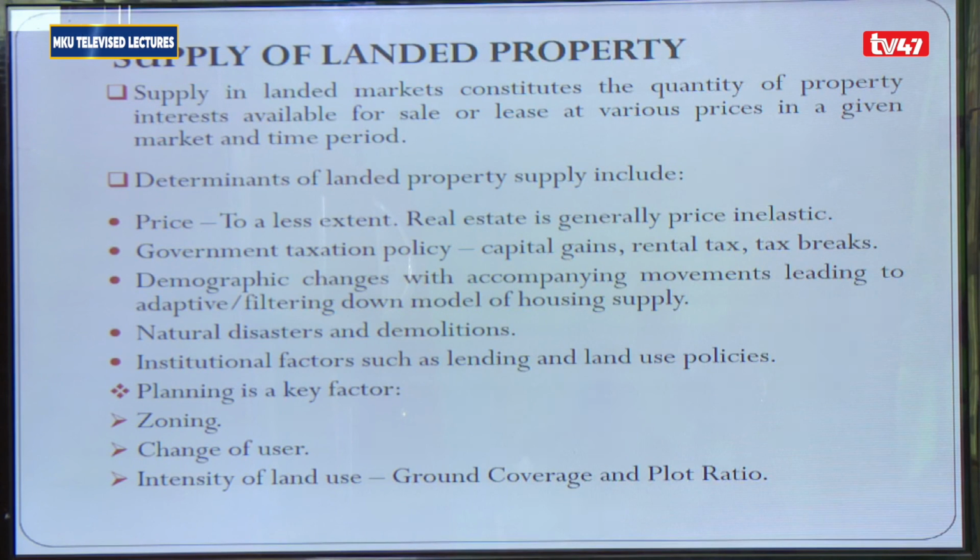Planning, that is institutional factors such as lending and land use policies. That includes planning, which is very, very key in determining supply of land. Zoning, you determine what properties can be located or built in a particular neighborhood. Change of user, you can change from low density, for example, one bungalow on 1 acre, into multi-family apartments. And instead of accommodating only one family, you can have that acre accommodating even 50 families. And therefore, that change increases supply of property.